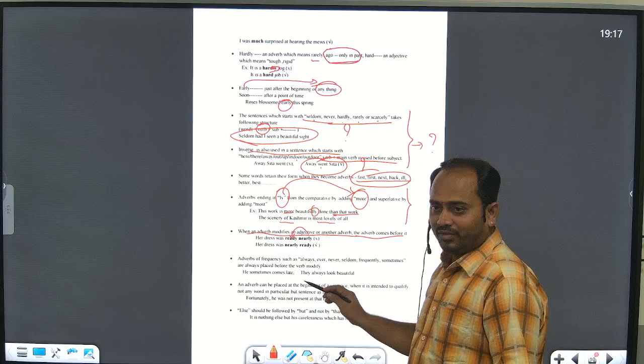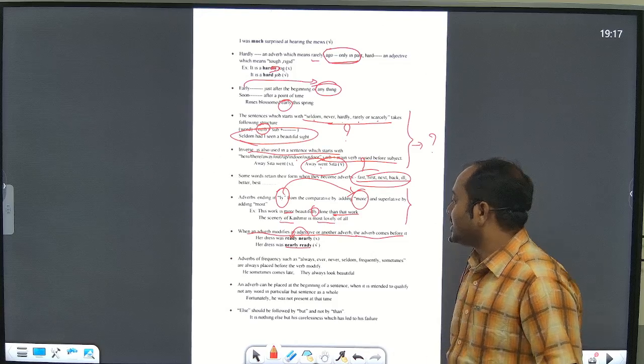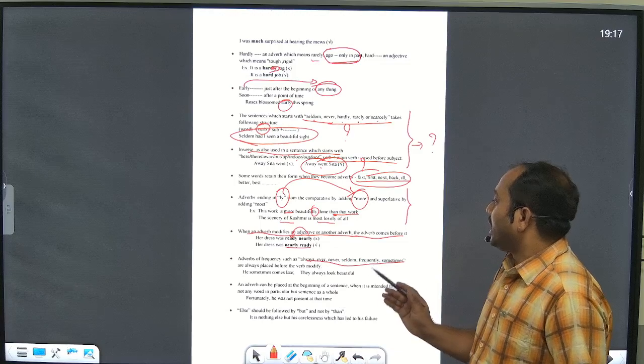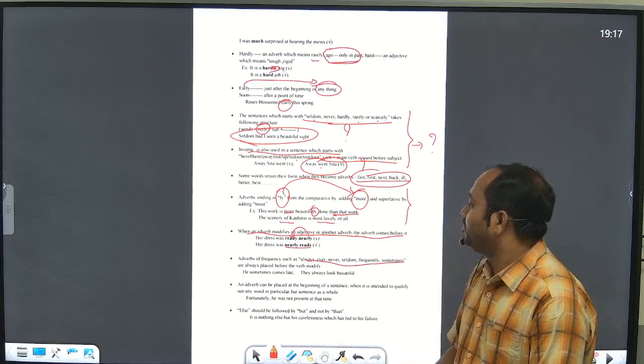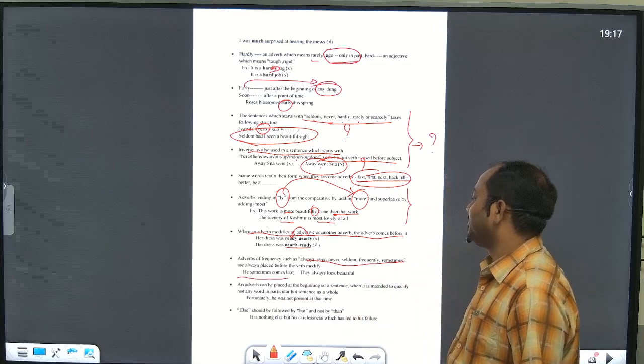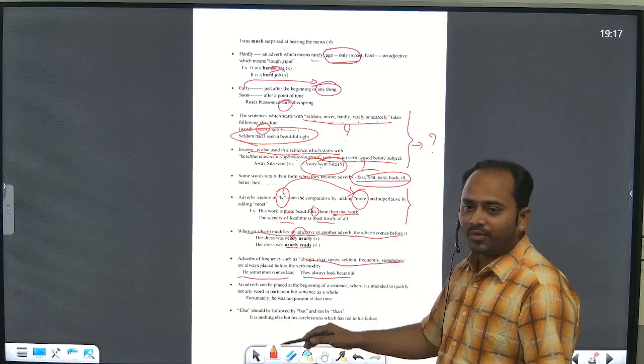Format, nearly ready we should use. So that's the reason, nearly ready. And adverbs of frequency such as always, ever, never, seldom, frequently, sometimes, they are always placed before the verb to modify. He sometimes comes late. They always look beautiful.